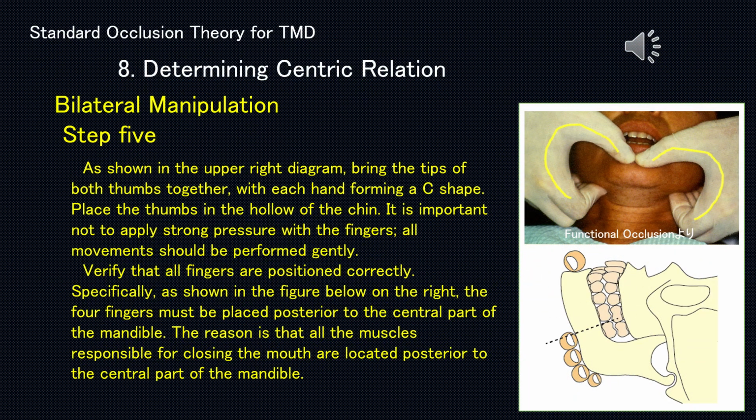Bilateral manipulation. Step 5. As shown in the upper right diagram, bring the tips of both thumbs together, with each hand forming a C shape. Place the thumbs in the hollow of the chin. It is important not to apply strong pressure with the fingers. All movements should be performed gently. Verify that all fingers are positioned correctly. Specifically, as shown in the figure below on the right, the 4 fingers must be placed posterior to the central part of the mandible. The reason is that all the muscles responsible for closing the mouth are located posterior to the central part of the mandible.